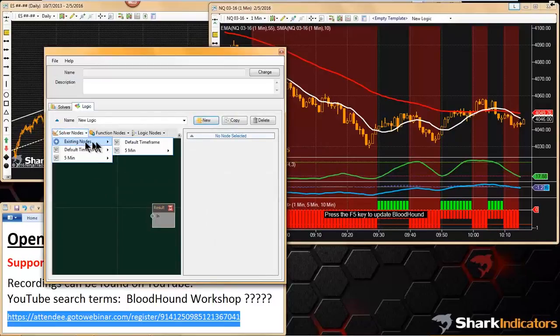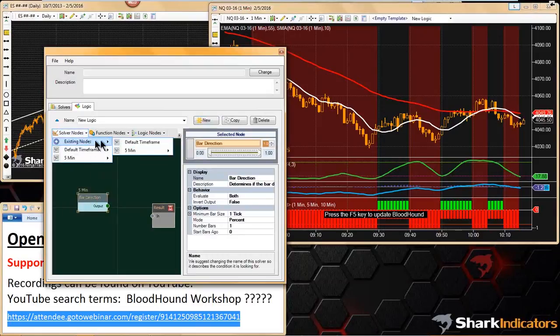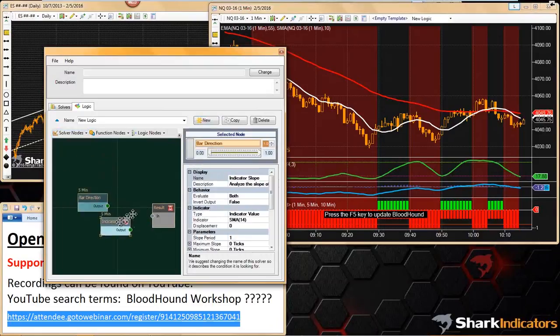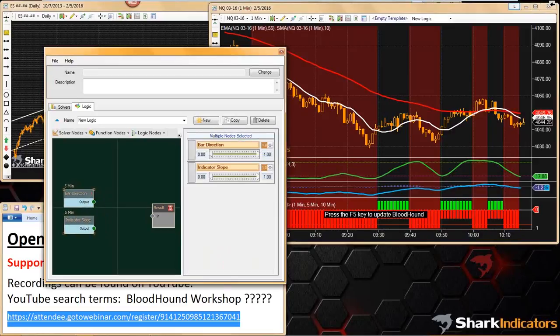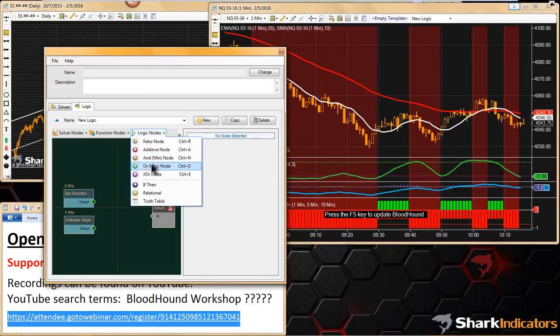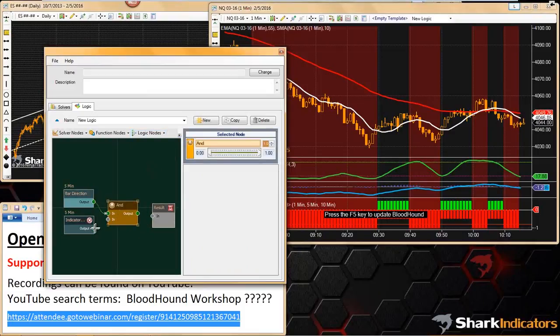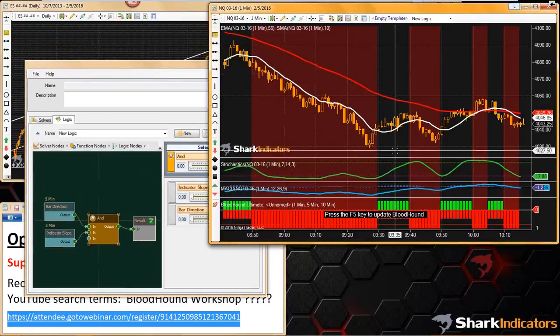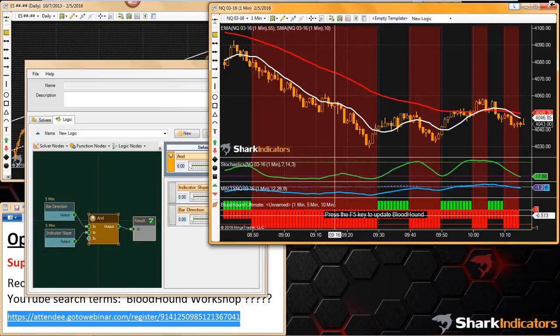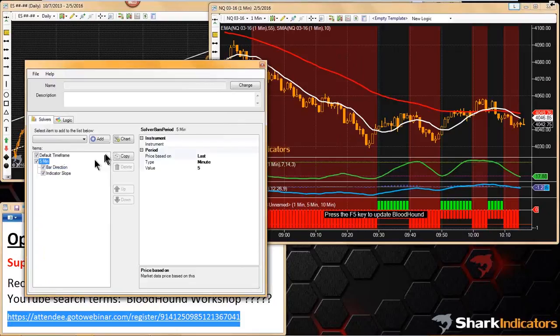If I just built a real simple, crazy system, right? So you can see these solvers have a little 5-minute title on the top of them. So we know that these solvers here, these nodes, are running on a 5-minute chart. And I could just build some logic, and there we go.